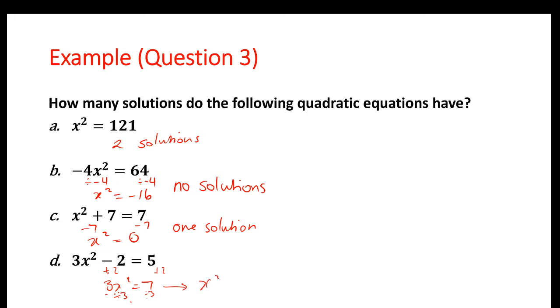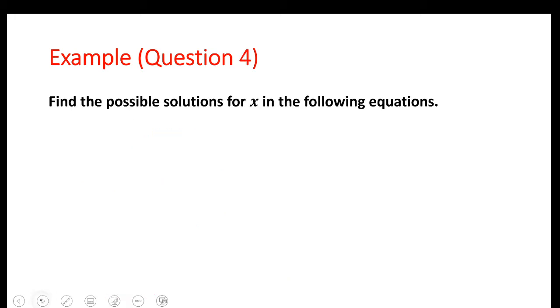So x squared is equal to whatever 7 divided by 3 is, so that's like 2.3 repeating, I think. Okay, so because x squared is equal to a positive number, there will be 2 solutions for that one as well. Okay, so that one's pretty easy, I think.